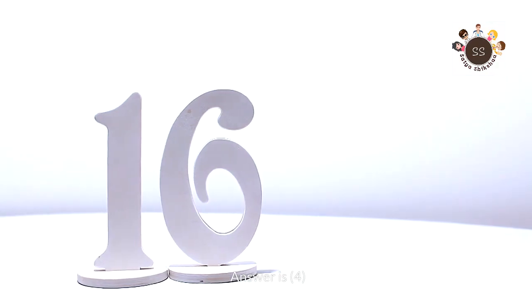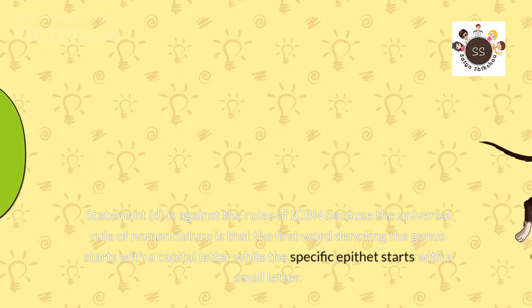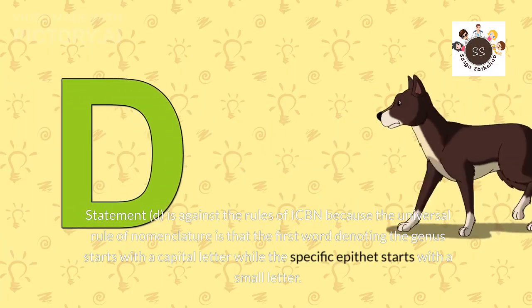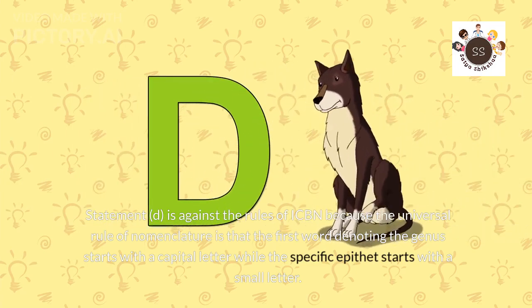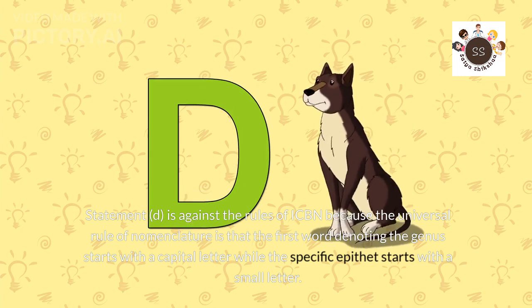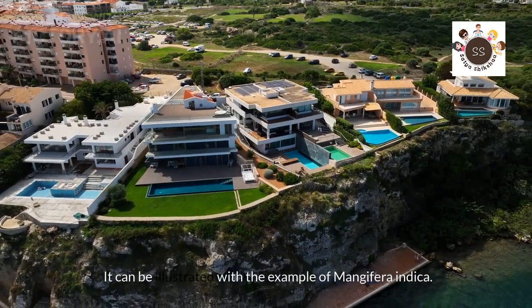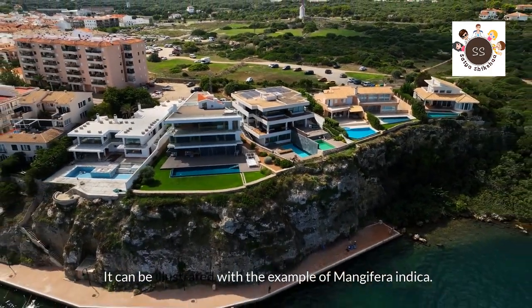Answer is 4. Statement 4 is against the rules of ICBN because the universal rule of nomenclature is that the first word denoting the genus starts with a capital letter while the specific epithet starts with a small letter. It can be illustrated with the example of Mangifera indica.